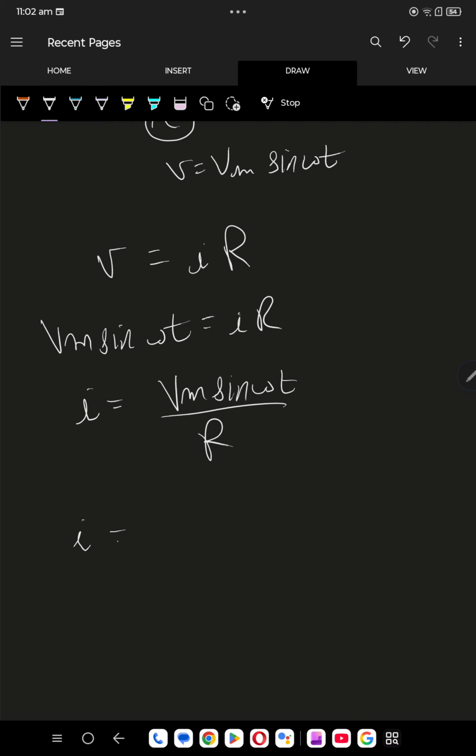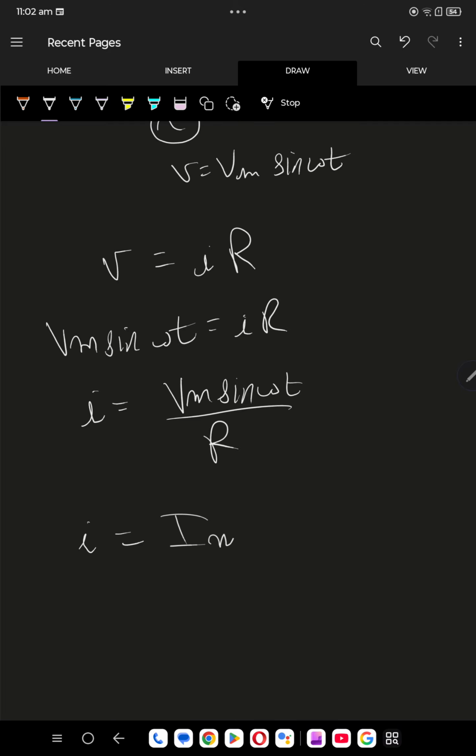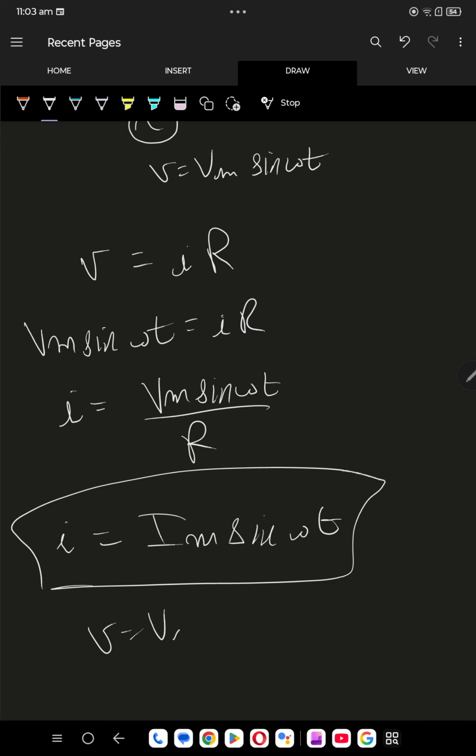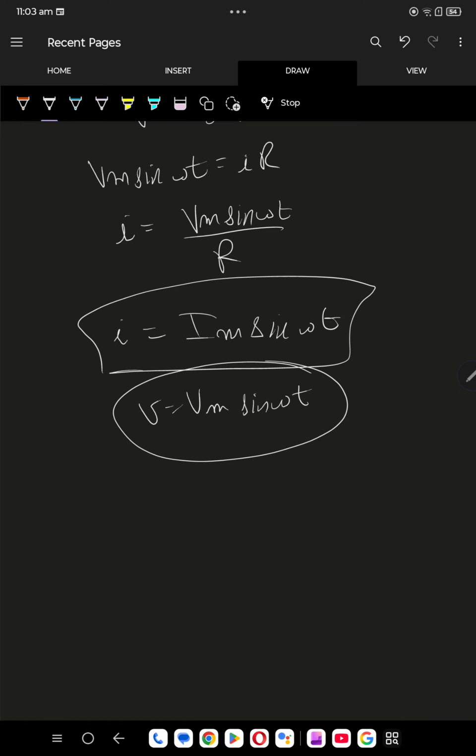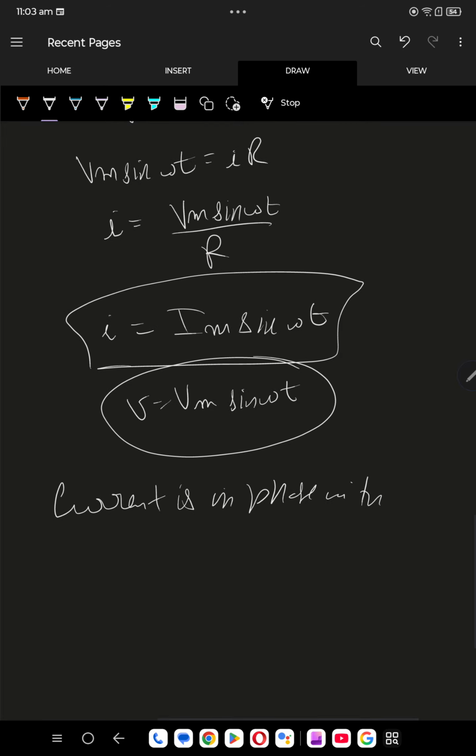So I equals Vm by R sine omega t, which we can write as Im sine omega t. And V is Vm sine omega t. Is there any phase difference between them? No, both are in the same phase. The phase difference between voltage and current is 0 for pure resistance. So the current is in phase with the voltage for pure resistance. Now we have learned the circuit diagram and the V and I equations.